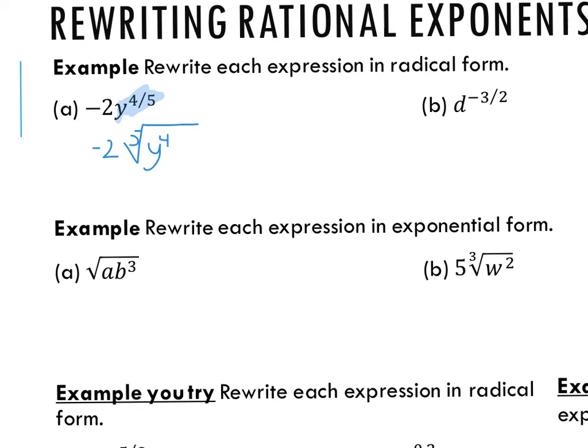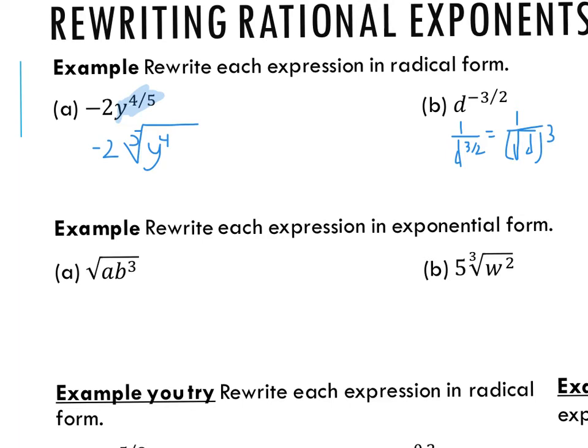If I look at b, I have a negative power, so I flip it over 1. And then we simplify it further. Because we have the square root of d on the bottom, because of the 2 in the denominator. And there it is. Let's try going the other way.